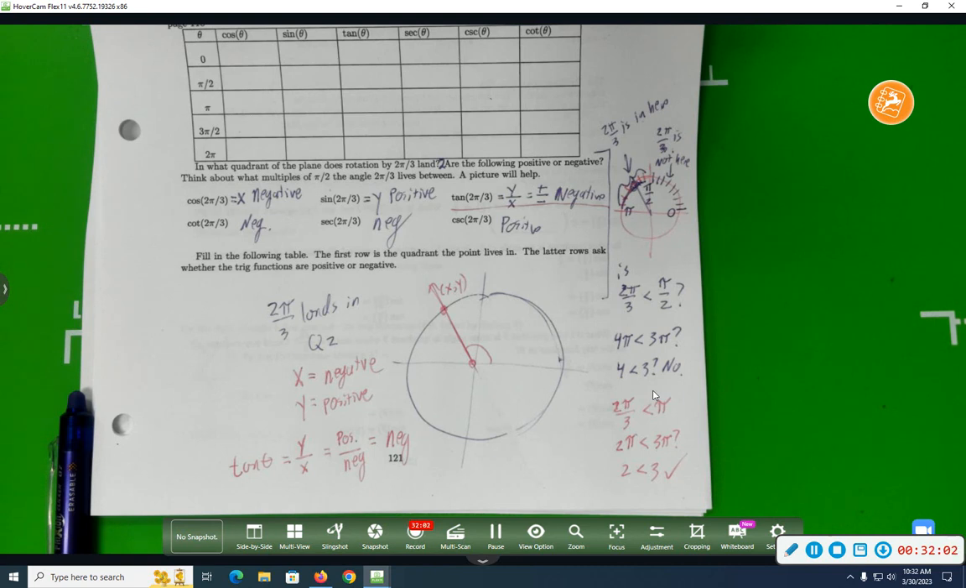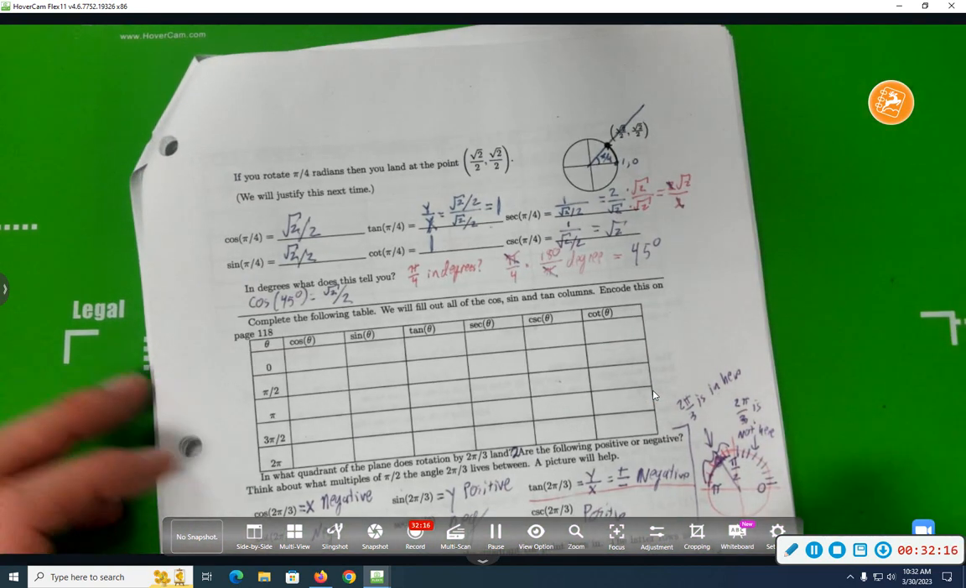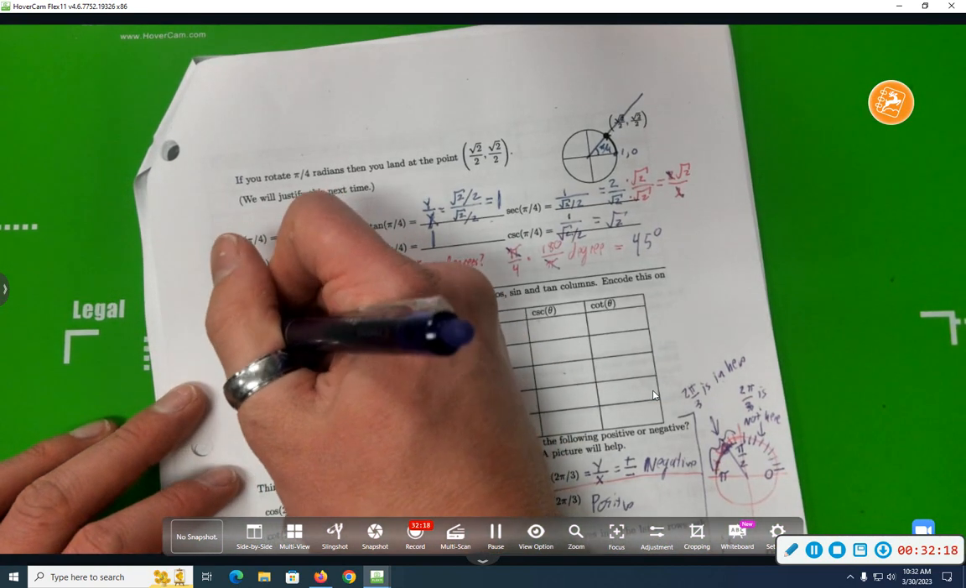So if you care whether a trig function is positive or negative, just look at the input and ask yourself what multiple of the right angle it sits between. Then use that to decide what quadrant it's in. So here's the next thing I want to do.